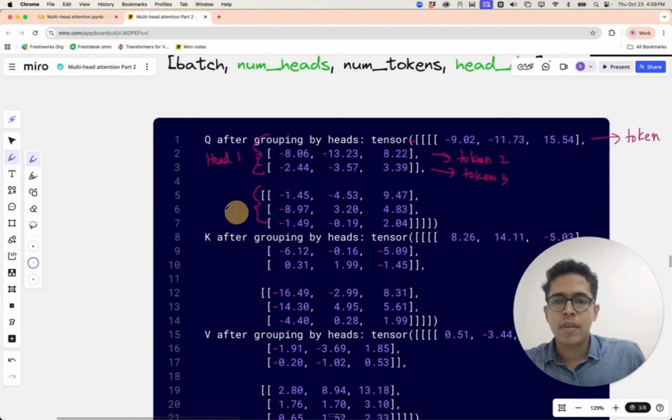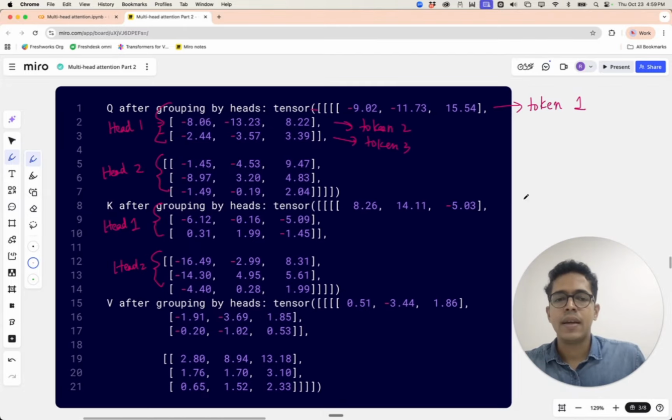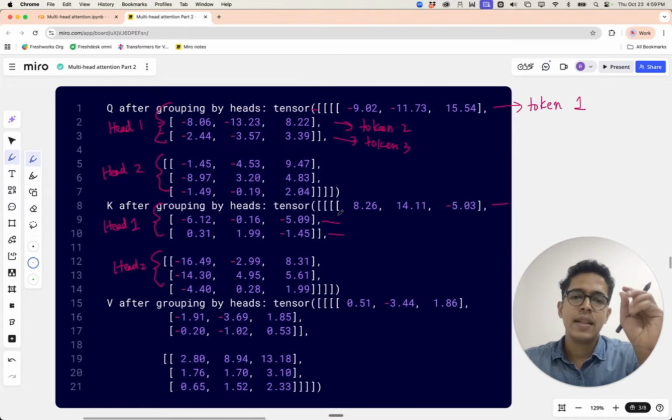These 3 will form attention head 2. Similarly, this will be attention head 2 in key, and these 3 will be attention head 1 in key. Similarly, this will be token 1, token 2, token 3. So this is basically the query key value representation of your input tokens.